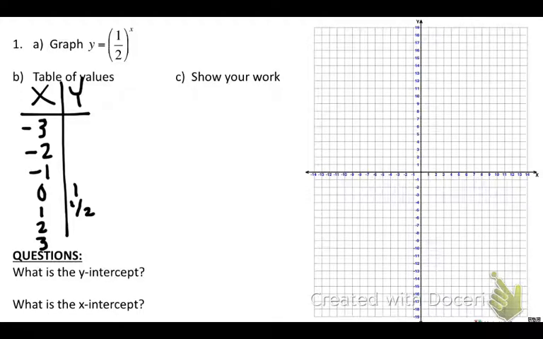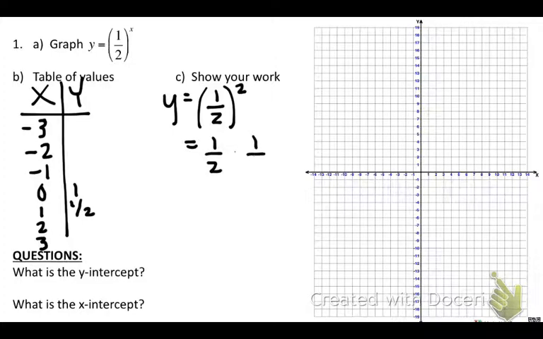I have to keep erasing my work because I don't have a lot of room, but you have more room on your paper. Okay, so now let's do 2. So we're going to do 1/2 to the second power. So what does the second power mean? It means 1/2 times 1/2. When you multiply fractions across the top, 1 times 1 is 1. Across the bottom, 2 times 2 is 4.